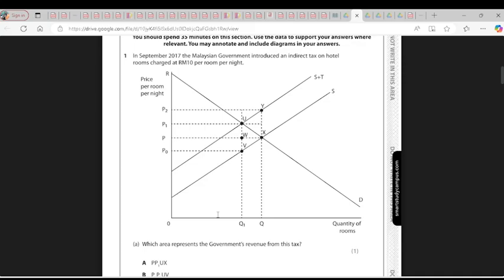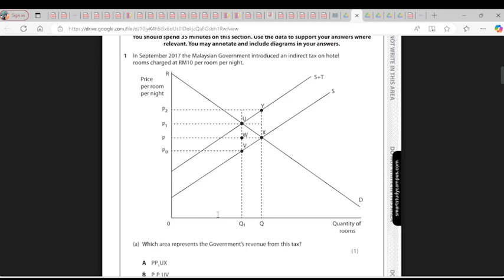For government revenue, look at the graph here. We have the demand curve and the supply curve. Due to the increase in tax, the supply curve shifts from S to S tax, and along the demand curve there is a contraction. For the indirect tax, the tax burden for consumers will be from P to P1, which is UW. That is what consumers are going to pay on tax revenue, which goes to government.